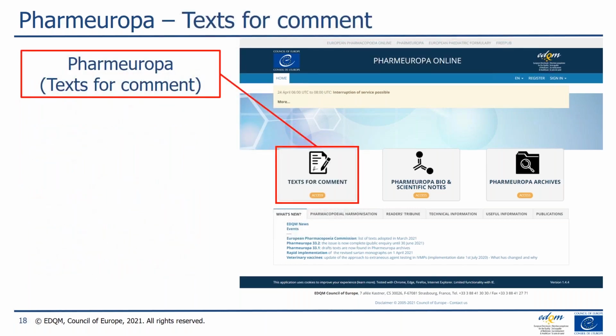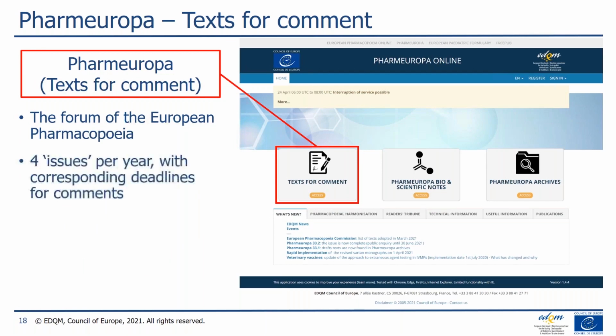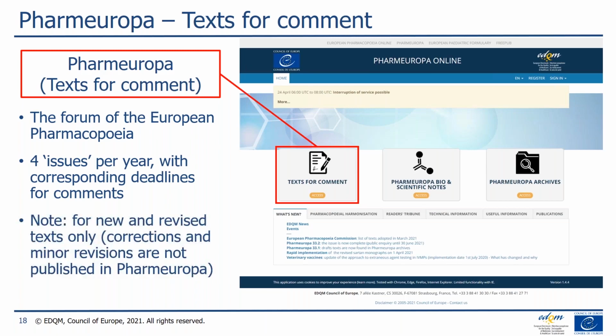And starting with the text for comment. This is the public forum of the European Pharmacopoeia, where the public can provide comments on new texts and texts that are under revision. There are 4 issues a year. While texts are published on an ongoing basis, they are grouped into these 4 issues in order to be able to organize the commenting periods and deadlines for the texts. And only new and revised texts will appear in Pharmeuropa. So it's important to remember that corrections and minor revisions are not published in Pharmeuropa for public comment. Those go directly to the Pharmacopoeia Commission for adoption.